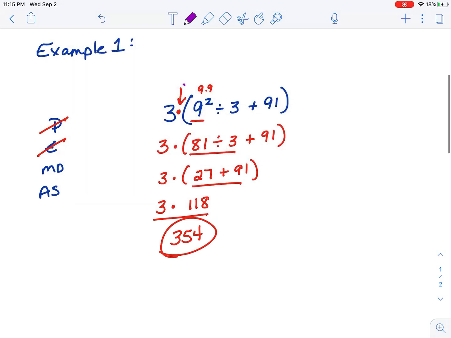But the big thing I want you to get out of this problem is this part right here, because that's side by side, so you put in that multiplication dot because side by side means to multiply. Okay, here is example 2.